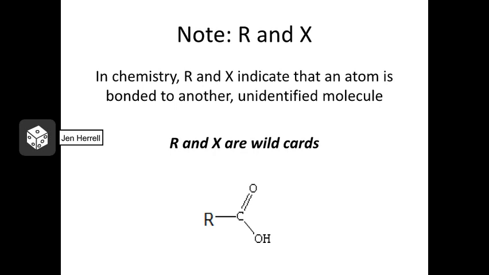You'll see the letters R and X used to replace some of the atomic symbols on the following diagrams. So what are those about? Well, in chemistry, R's and X's are wildcards. That means that this little molecule is attached to something, but we don't know what. It could be anything. And it's just an abbreviated way of writing a molecule. So when you see R or X, think attached to something, but we don't know what.